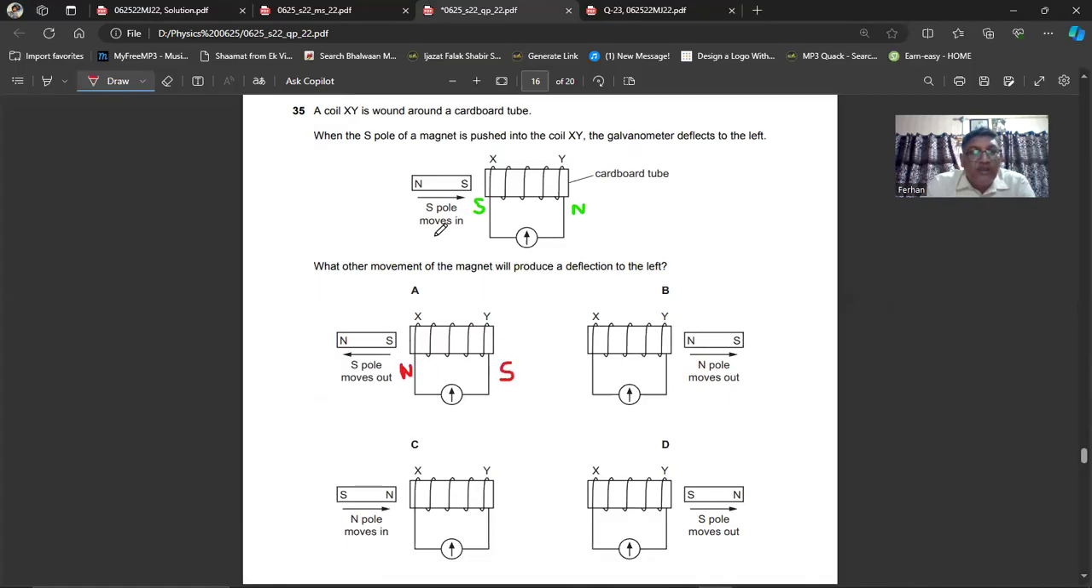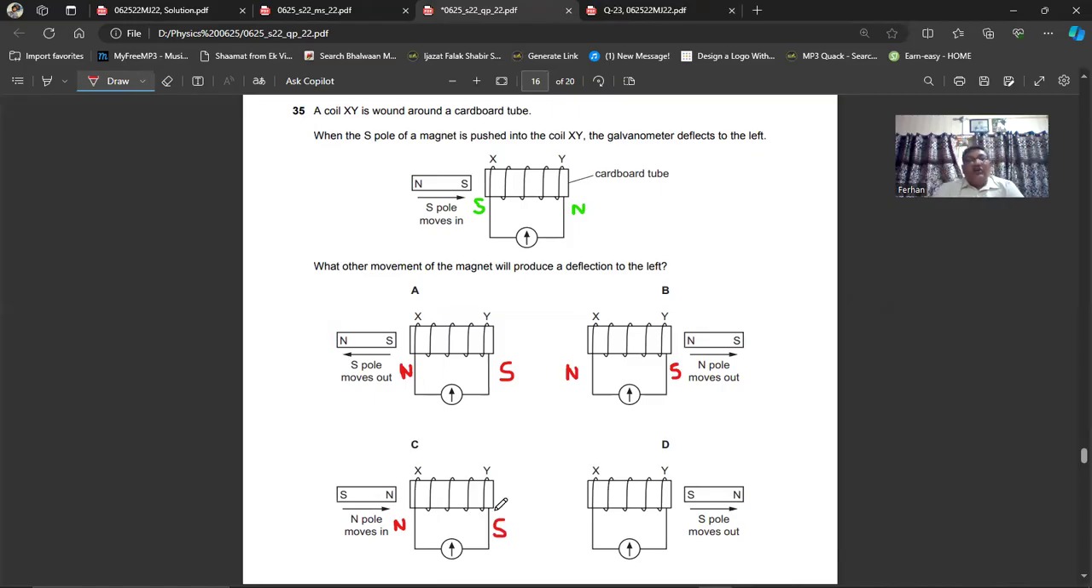So this is not matching with that situation. Here a north pole is going away from the right end. To stop it, a south pole will be formed here. Automatically a north pole will be here. So this is also not matching. Here a north pole is approaching. To stop this north pole approaching, you have to have a north here and a south automatically will be here. So this is also not matching.